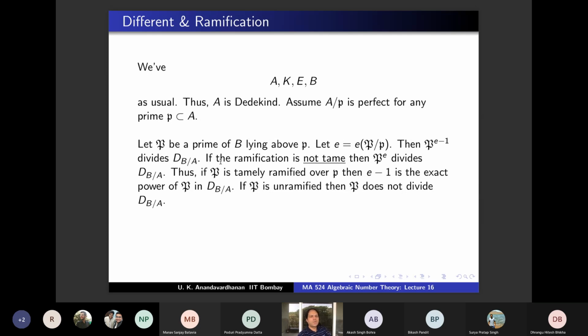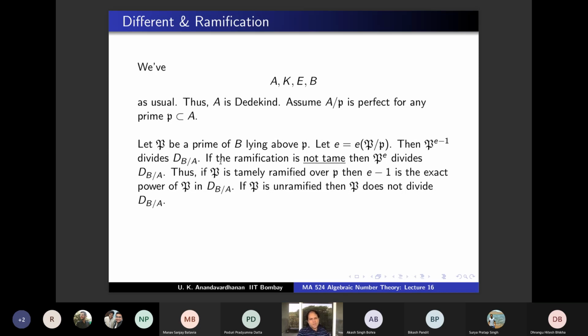Suppose you can factorize the different, then if a prime is not appearing in that different, what is the conclusion? Factorize the different, and it will have only finitely many factors, right? Unique factorization means anything can be written as a finite product of primes. So finitely many primes will appear in the factorization of the different. Rest of the primes don't appear. So what is the conclusion? The primes that do not appear are all unramified. Unramified over the corresponding prime downstairs.